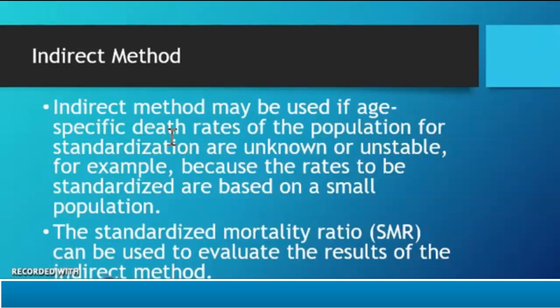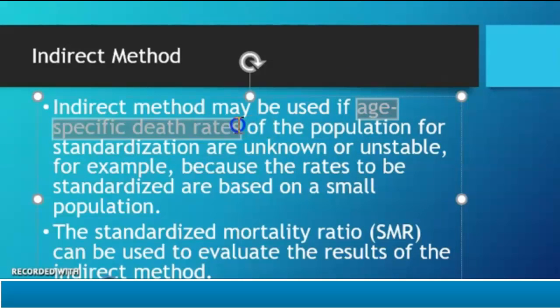So it may be used if age-specific death rates of the population for standardization are actually unknown, or could be unstable. So, for example, because the rates to be standardized are based on a rather small population, the death rate of that subset of the population may not be known. So the standardized mortality ratio allows us to evaluate the results when this information is not known. The age-specific death rate is not known.